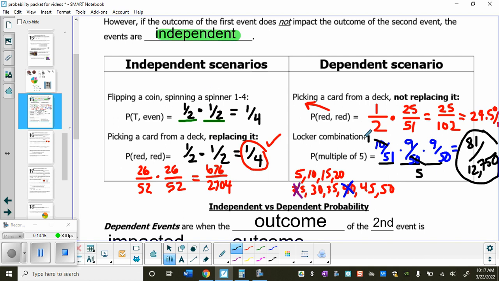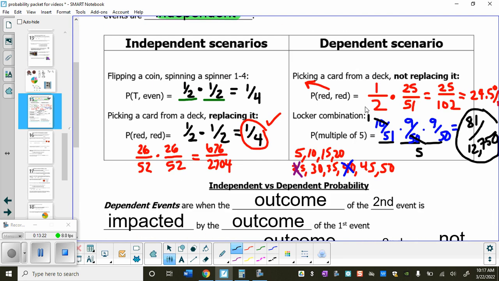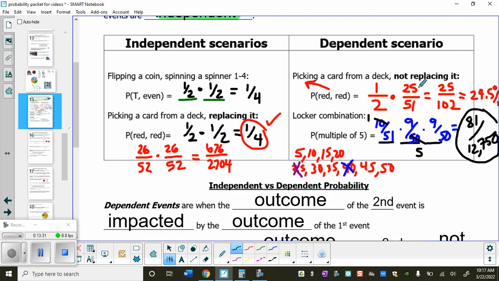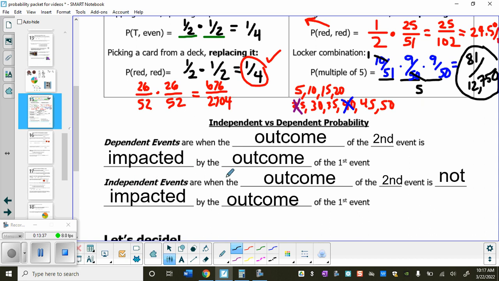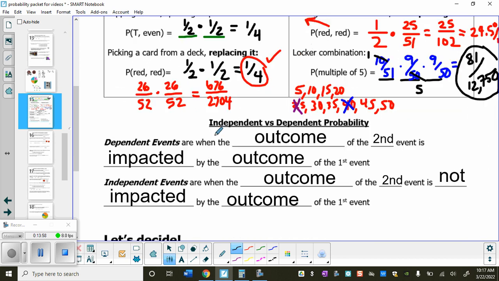So I just walked you through some examples, and I know we're going to focus on the math throughout the remainder of the video, but let's reset on the fundamental part of independent versus dependent. Dependent events are when the outcome of the second event is impacted by the outcome of the first event. Over here, that second event was impacted by this very first event. But for independent, the outcome of the second event is not impacted by the outcome of the first event. Again, remember, what happens when I flip a coin has no impact on what I'm going to land on when I'm spinning a spinner. Same thing with a replacement. If I have a deck of cards and I put the card back in, then whatever happened the first time around should not have any impact on that second draw.